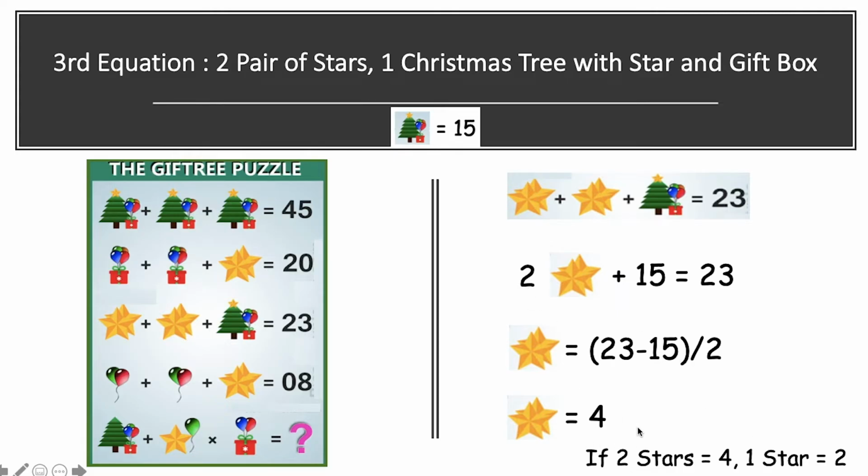So friends, if one pair of star, that means 2 stars value is equal to 4. So one star value would be 2. So this is end of our third equation. By the end of third equation, we have got values of 2 items, that is one Christmas tree with star and gift box having 5 layer is equal to 15, and one star value is equal to 2.